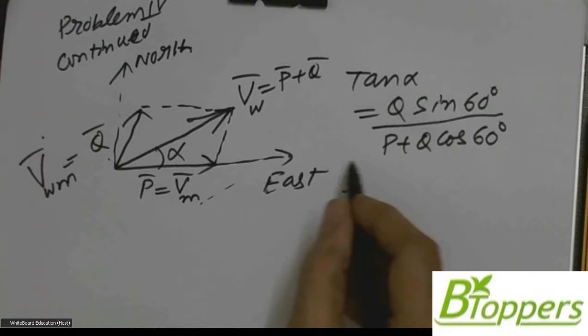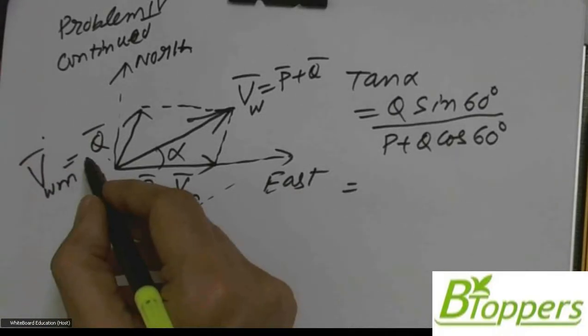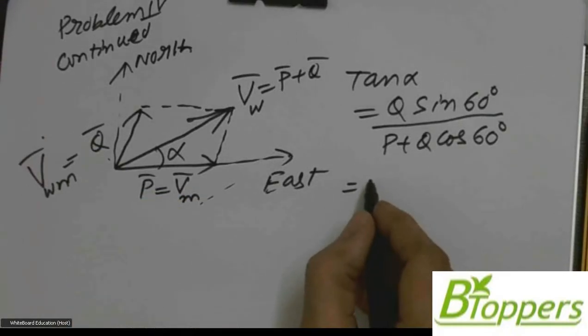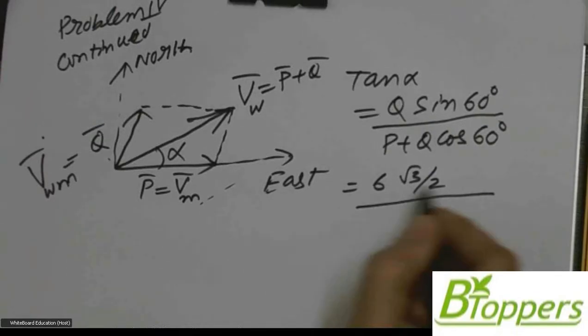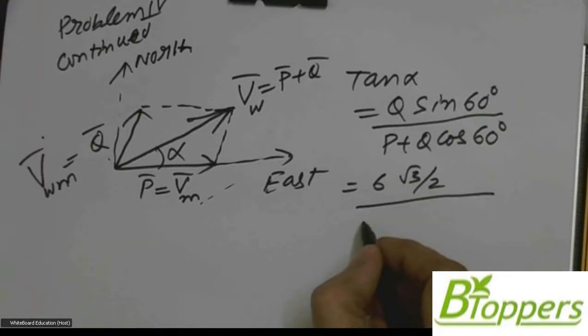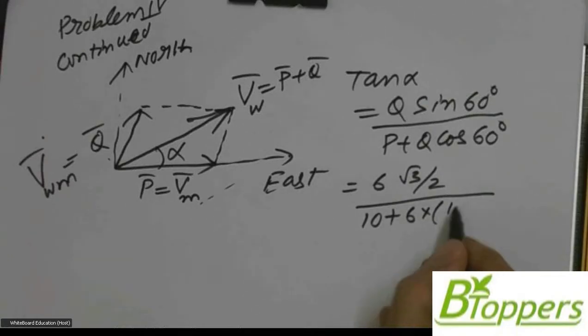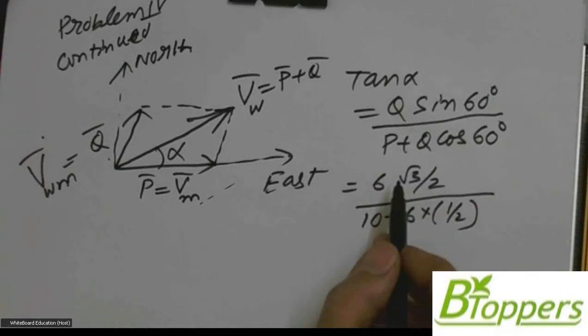Q represents the magnitude of the velocity of the wind with respect to the man, which is given to be 6 km per hour. P represents the magnitude of the velocity of the man, 10 km per hour. And Q is 6 km per hour, with cos 60 degrees 1 by 2 and sin 60 degrees root 3 by 2. To simplify this, you can get the value of tan alpha. From that you can find alpha.